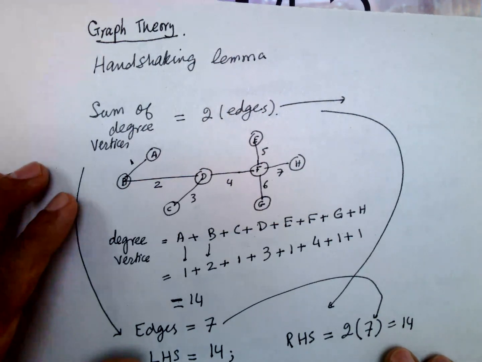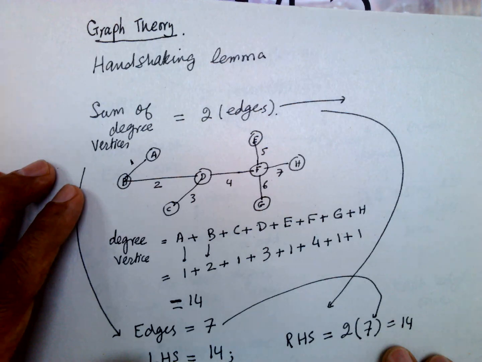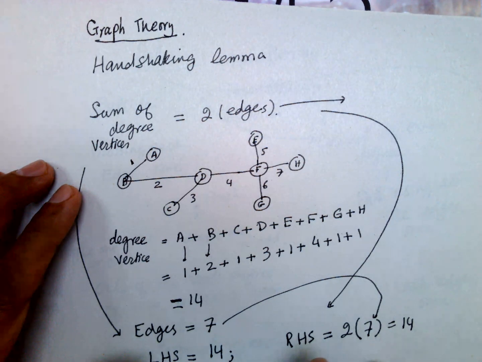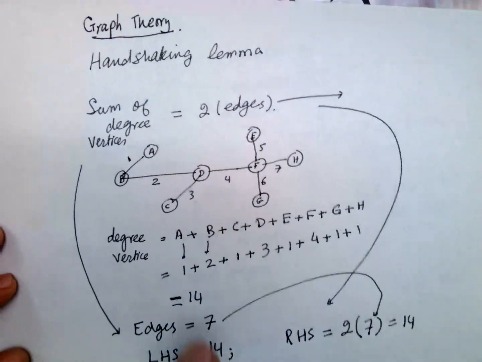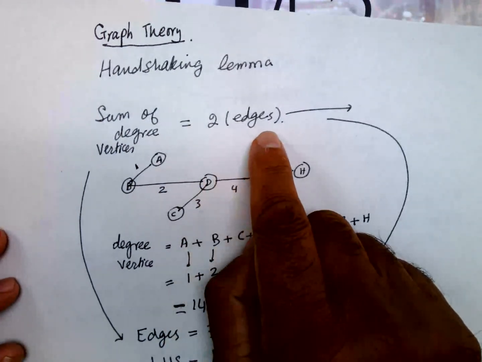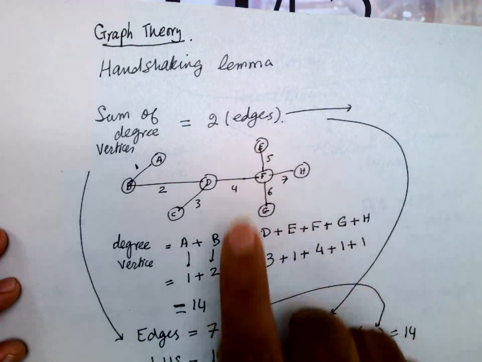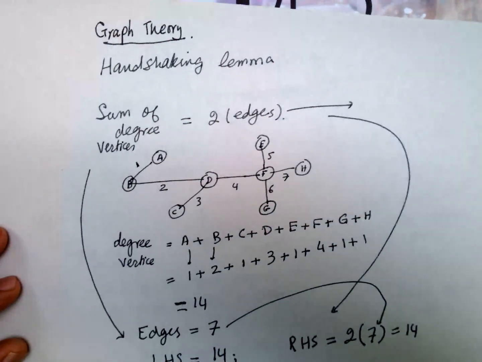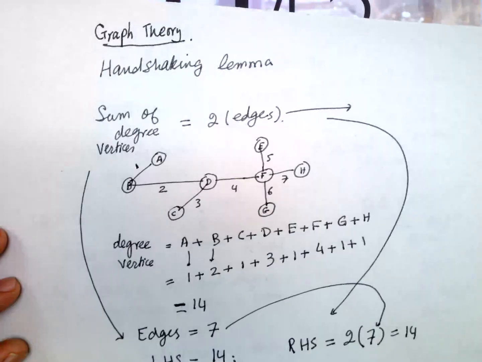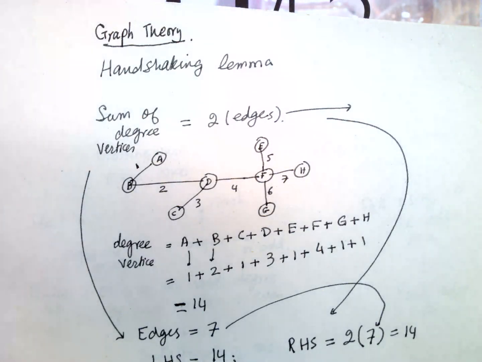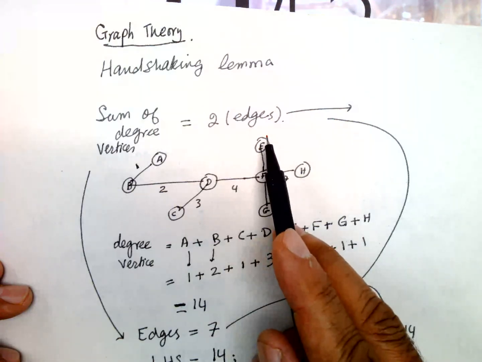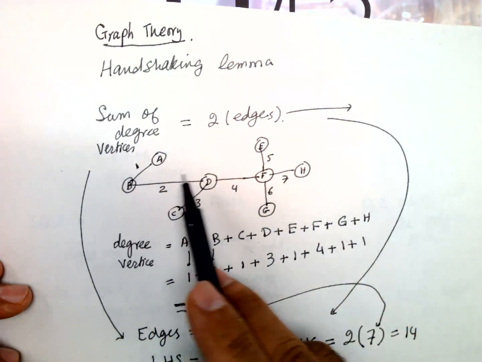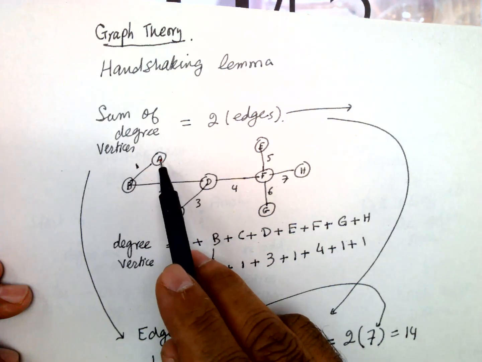It says that the sum of the degrees of the vertices of a graph, and that should be, which is a tree, that should be double the number of edges. So the sum of the degrees of the vertices is double the number of edges. This is the graph we recently constructed. So this is a graph.